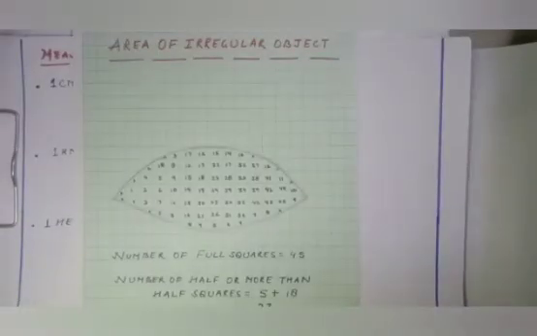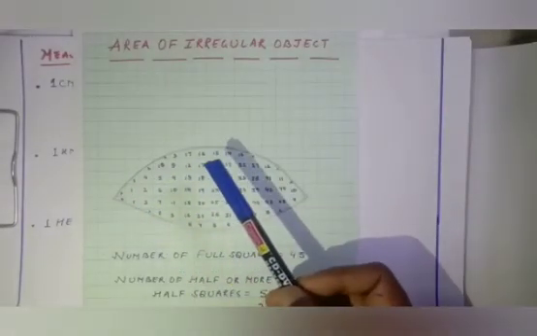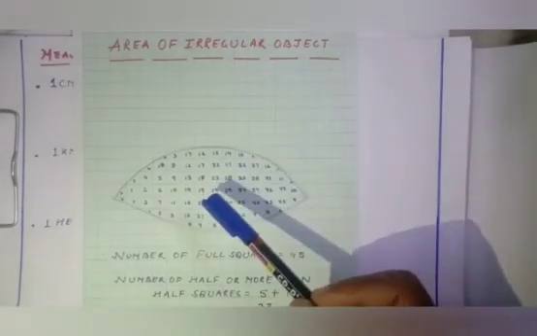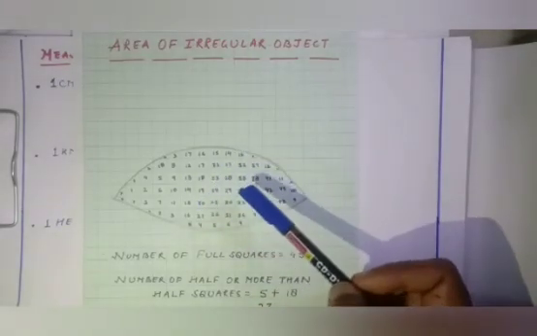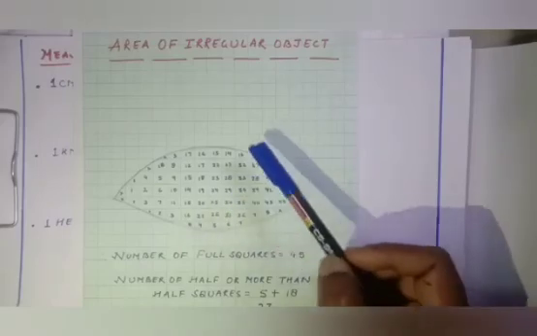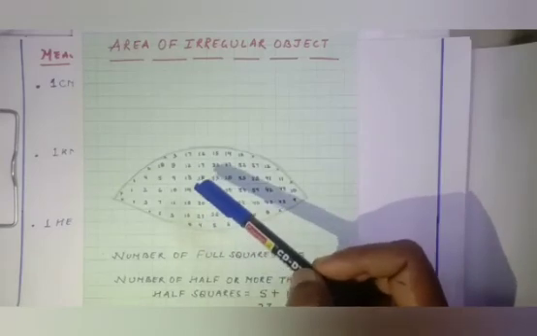Let us come to another topic, that is area of irregular objects. Over here I have taken a leaf and I have to find out the area of this leaf. So to calculate the area of an irregular shape like a leaf, a centimeter grid is used. Have you seen a graph sheet? Over there you have to trace it.